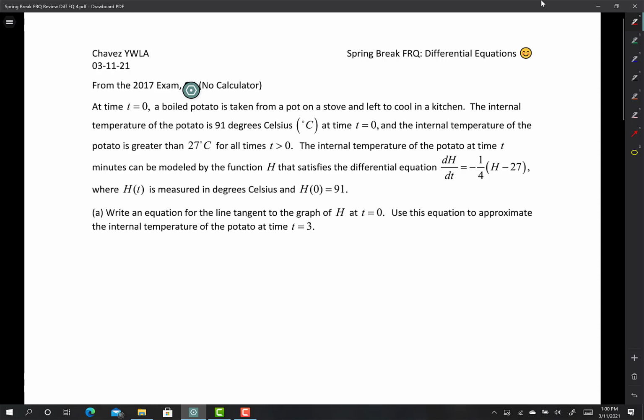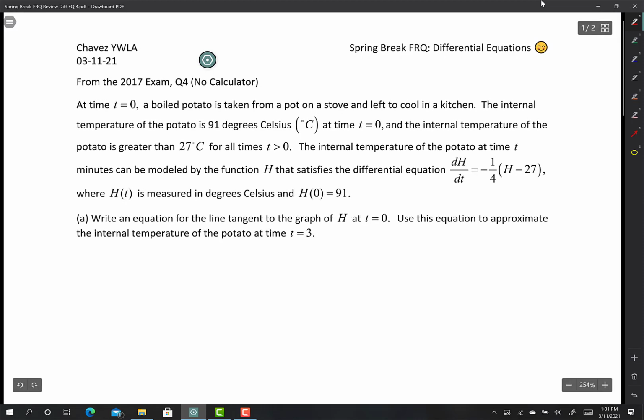So this one is a differential equation problem from the 2017 exam. And let's see what we got. At time t equals 0, a boiled potato is taken from a pot on a stove and left to cool in the kitchen. The internal temperature of the potato is 91 degrees Celsius at time t equals 0, and the internal temperature of the potato is greater than 27 degrees for all times t greater than or equal to 0. So it's always larger than that. The internal temperature of the potato at time t minutes can be modeled by the function h that satisfies the differential equation, where h of t is measured in degrees Celsius and h of 0 equals 91.